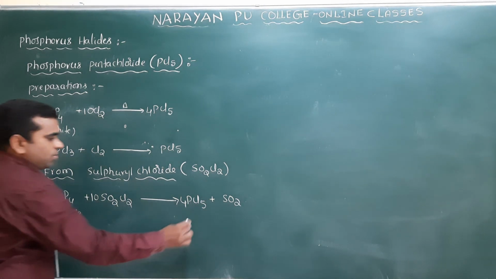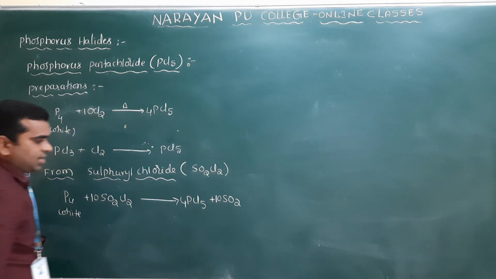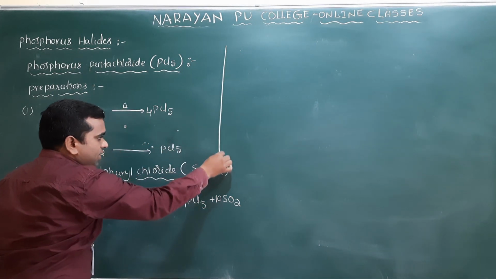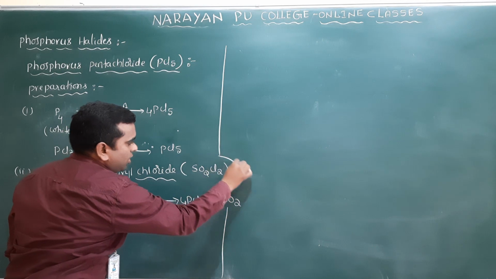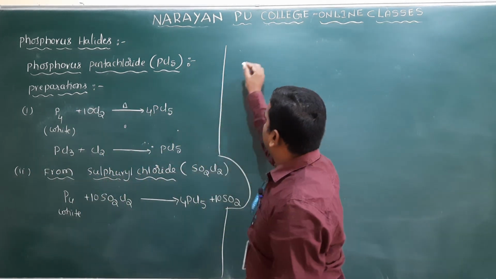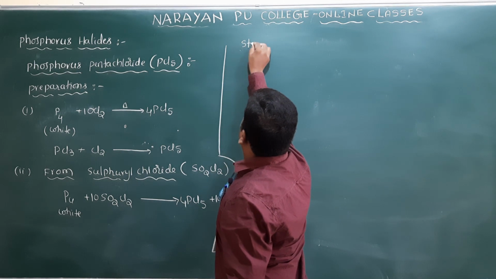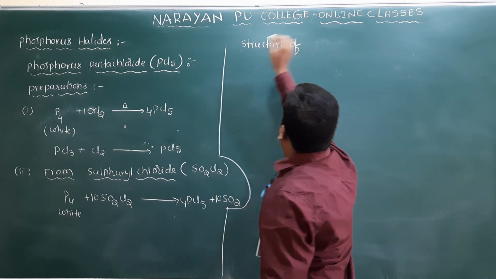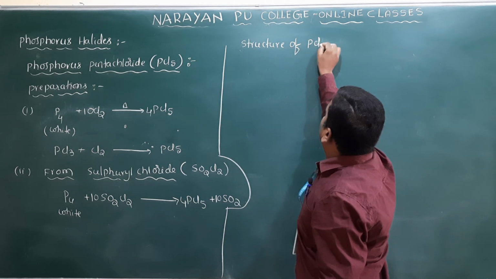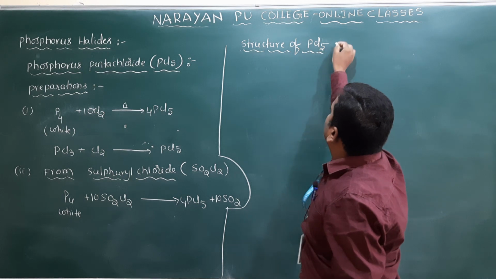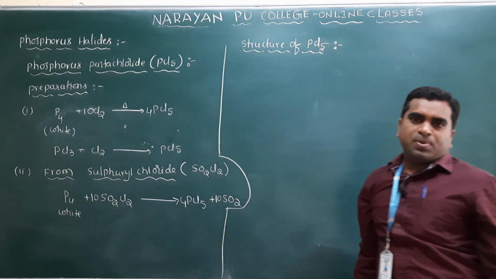Sulfur atoms, how many are there? 10, so I have to put 10 here. This is about the preparation methods of PCl5. And the next one is very important: the structure of PCl5.